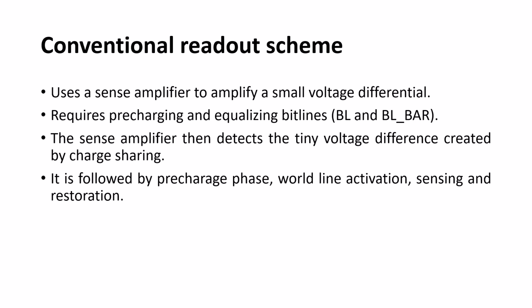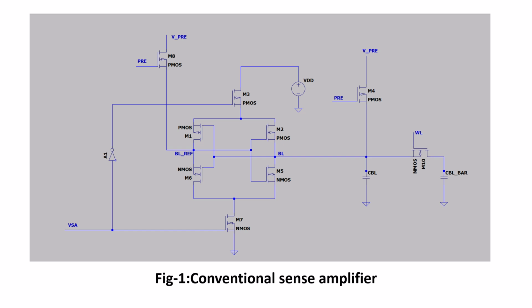It basically has different phases. First it has the pre-charge phase, and next it has the word line activation and sensing, and restoration, I mean restoring the storage node capacitance value. Typically this is the schematic of the conventional sense amplifier with 1T 1C. So let us understand the operation of this complete circuit.